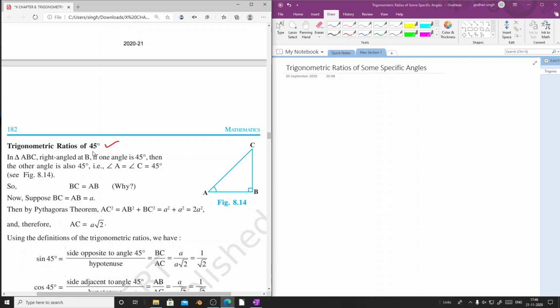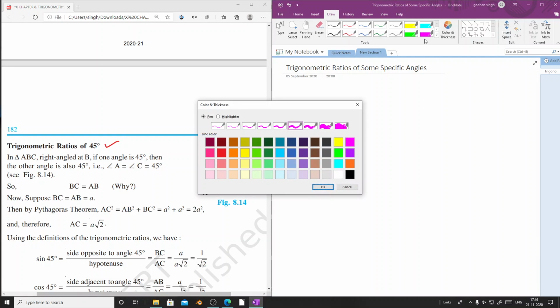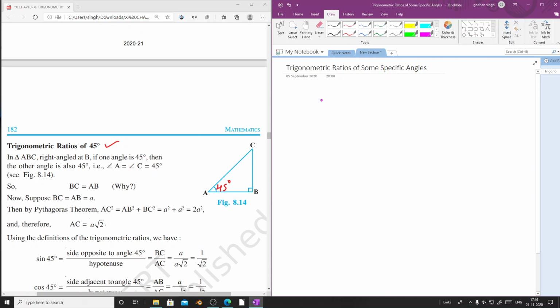For that we will take a right triangle ABC in which one angle is 45 degree. Suppose let us say angle A is 45 degree. Now if angle A is 45 degree, then angle B is 90, and we know that the sum of all the three angles of a triangle is 180 degree. So obviously angle A plus angle B plus angle C should be 180 degree, in right triangle ABC. Why? Because this is the angle sum property of a triangle.